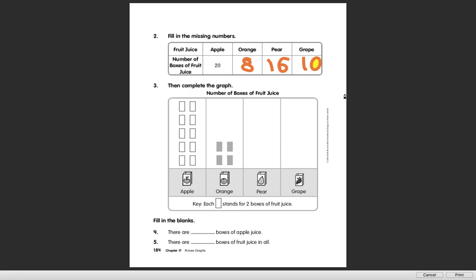Now we're going to take this information that we got from the tally chart, and in this case, we're going to finish our picture graph. So go to the key. The symbol they're using is this rectangle, and it says that each symbol stands for 2 boxes of fruit juice, so we're counting by 2s. Now they already did apple juice. So there were 20 boxes of apple juice. We're counting by 2, so it's 2, 4, 6, 8, 10, 12, 14, 16, 18, 20, and I always like to write the number next to it.